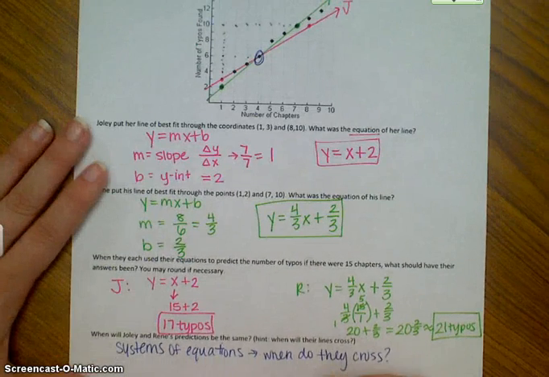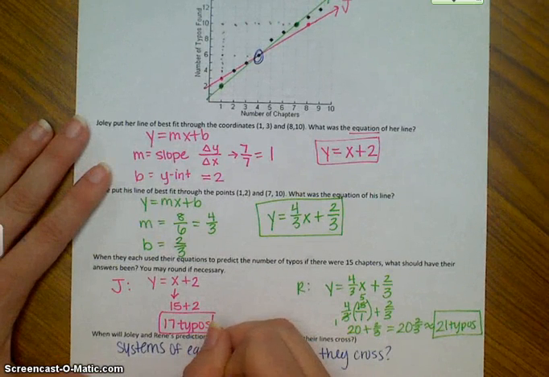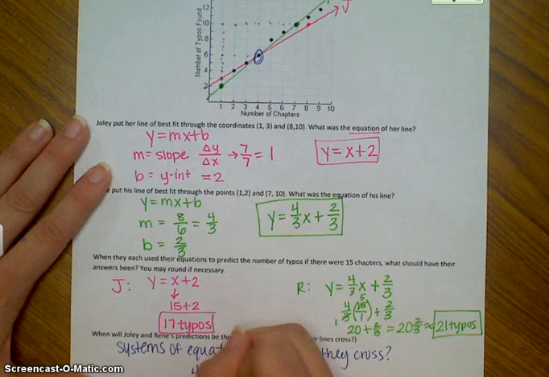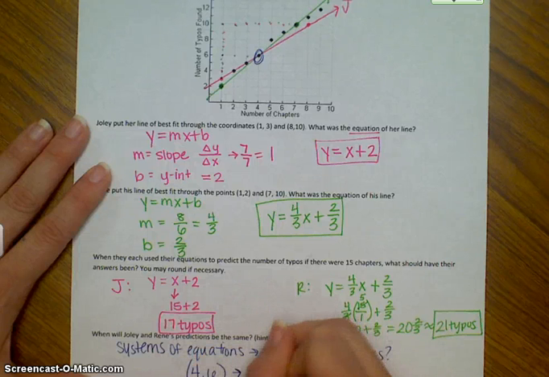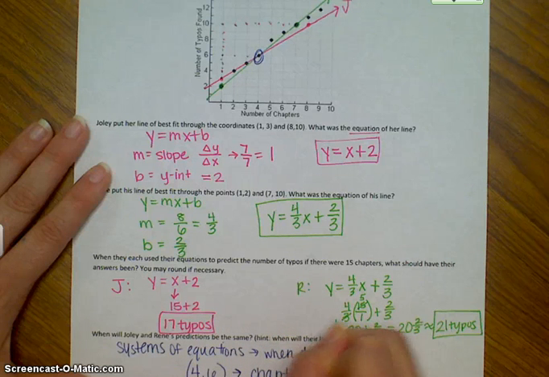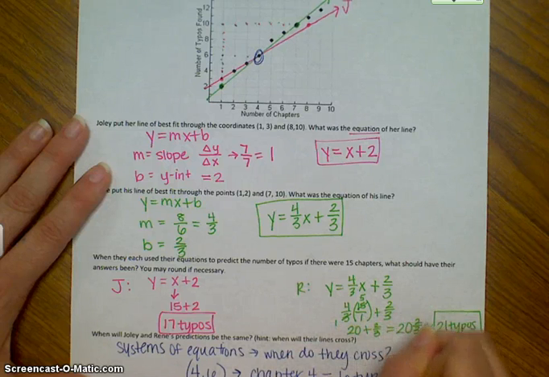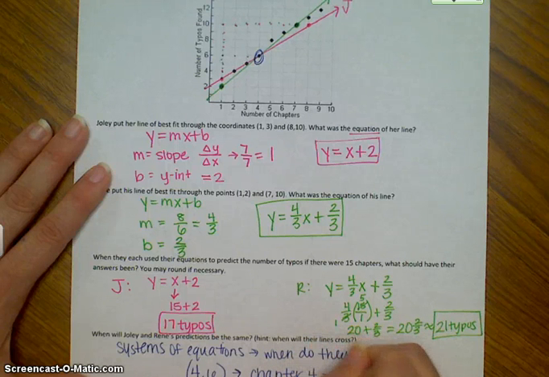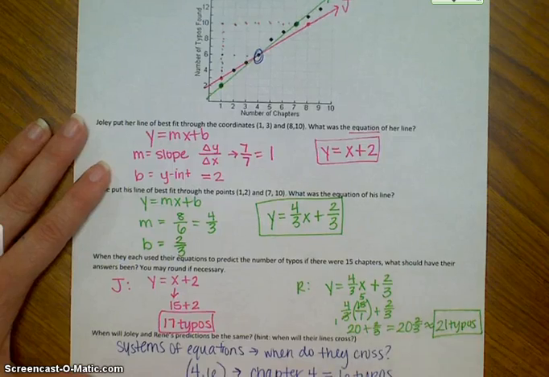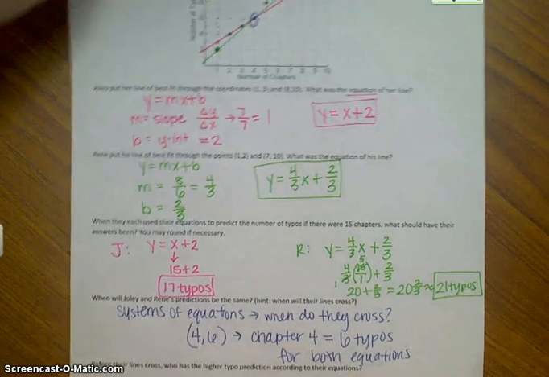So what this means is that it would be at the coordinates 4, 6, which means chapter 4 would have 6 typos for both equations. Oops, we can't see that.